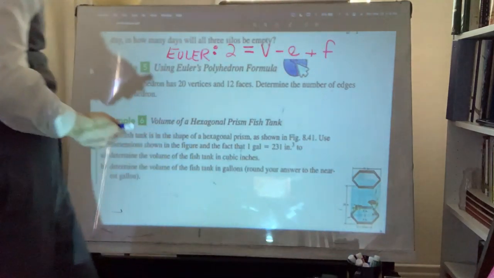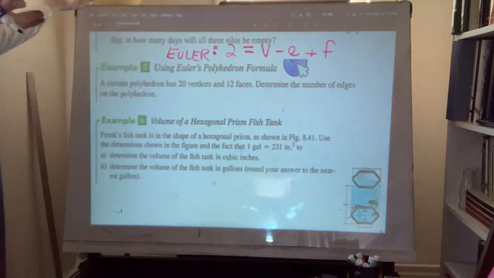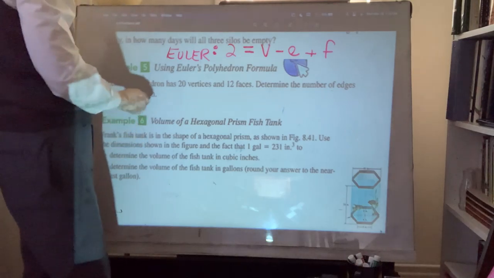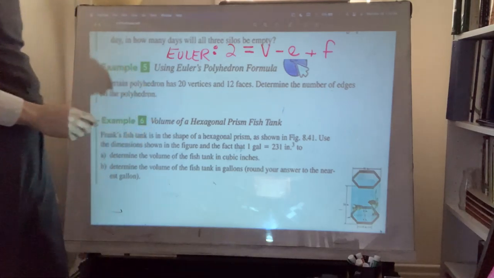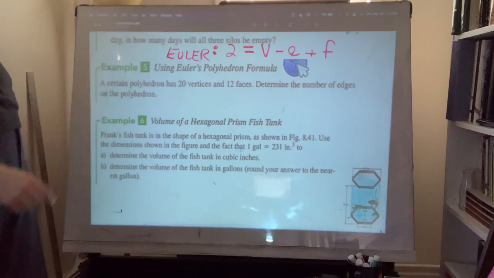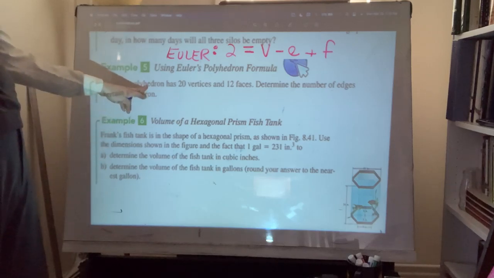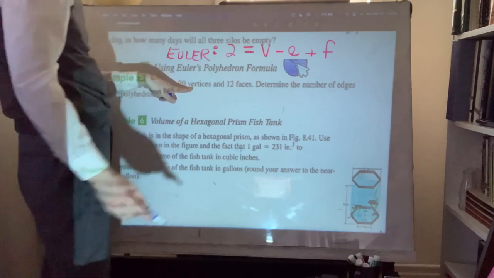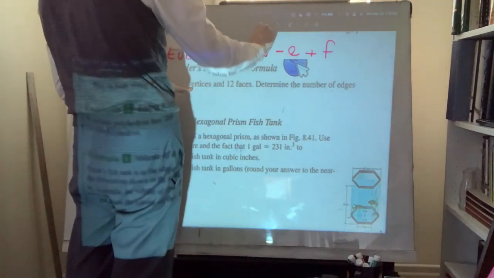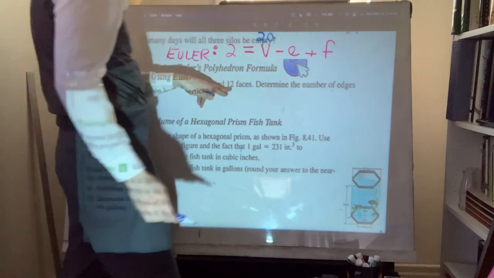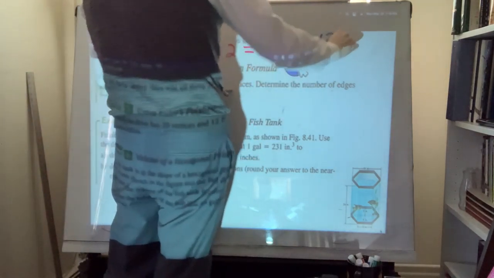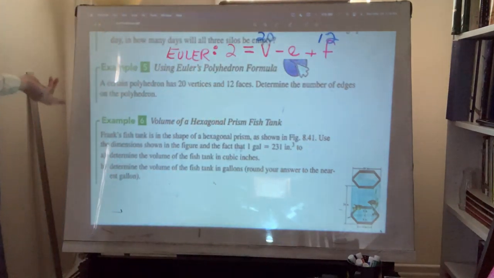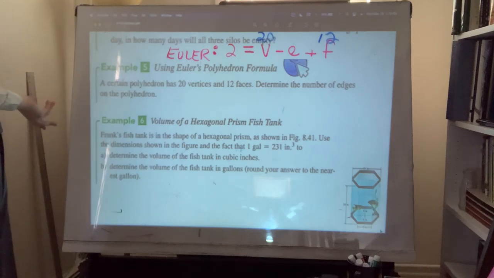Right, so let's read what we have for conditions here. A certain polyhedron, unnamed, is a many-sided, three-dimensional shape made with faces. It has 20 vertices, that's 20 corners, so you would put a 20 here, and 12 faces, and we'll put a 12 here. Determine the number of edges that would have to be, as a result.